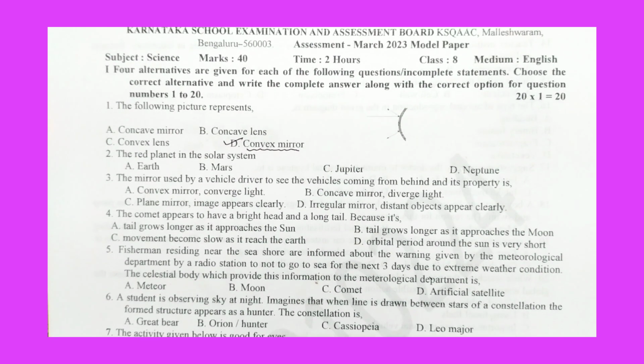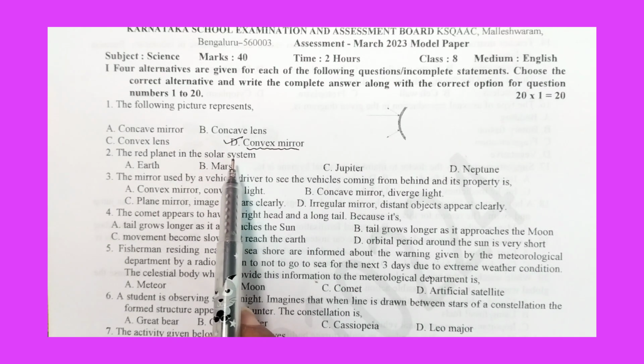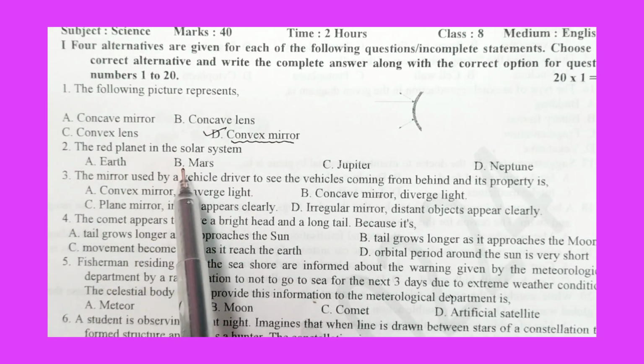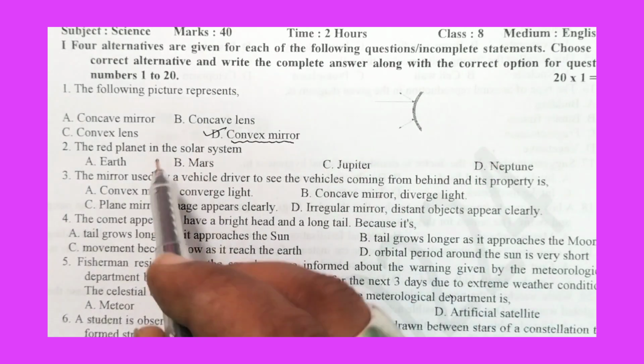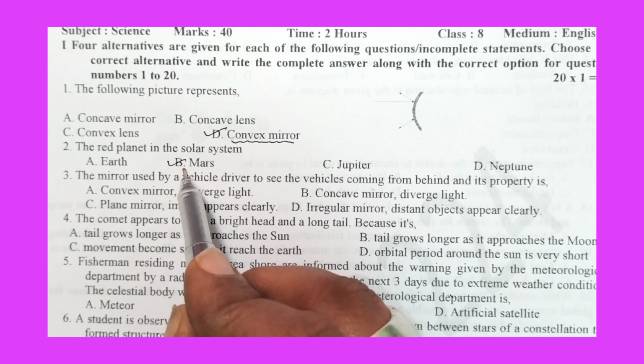Then coming to the second question, the red planet in the solar system. So in the solar system, which is the red planet? The options are Earth, Mars, Jupiter and Neptune. The right answer is Mars, Mangala Graha.